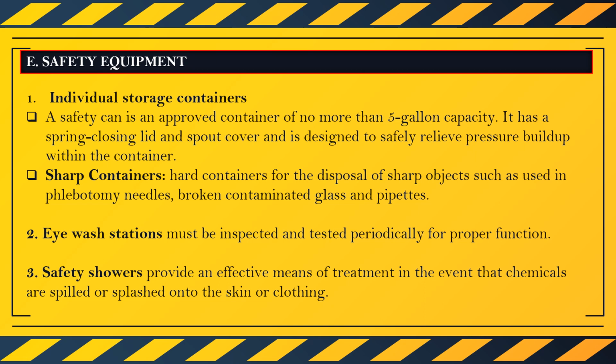Okay, number two, eye wash stations. They must be inspected and tested periodically for proper function. Number three is safety showers, like the one we have at room 216. It provides an effective means of treatment in the event that chemicals or reagents are spilled or splashed onto the skin or clothing.